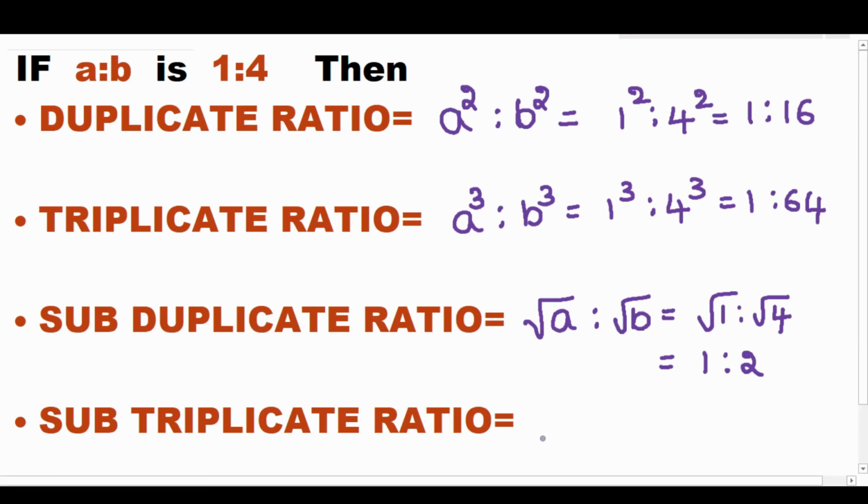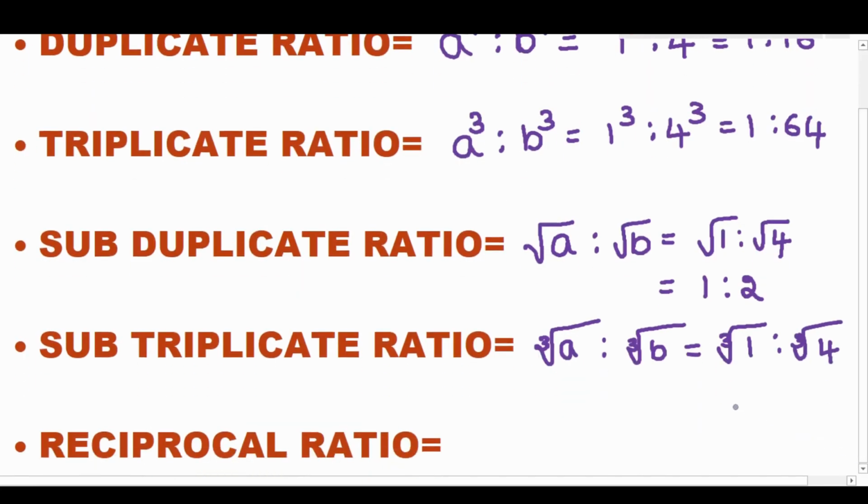Next, we have the subtriplicate ratio, that is cube root of A is to cube root of B. So in the place of A, I have 1. So cube root of 1 is 1. Cube root of 4 I have. So on reducing this, I get 1 is to cube root of 4. It is not further reduced, it remains the same. Therefore, the subtriplicate ratio of 1 is to 4 is 1 is to cube root of 4.